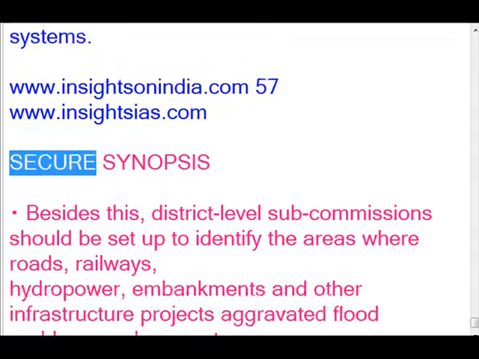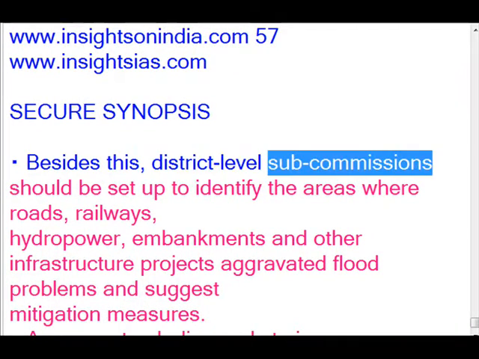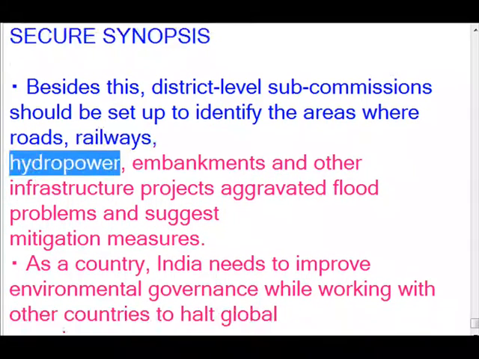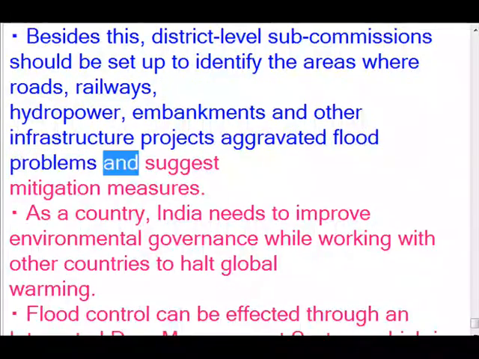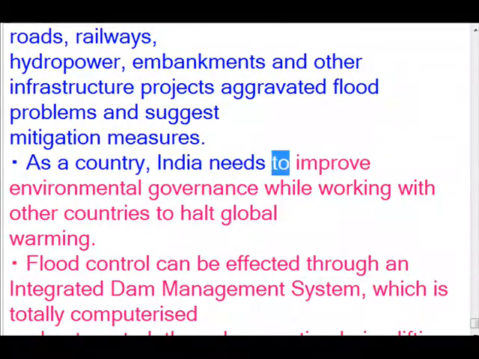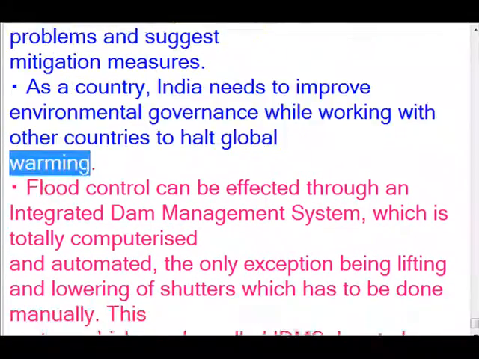Besides this, district-level subcommissions should be set up to identify the areas where roads, railways, hydropower, embankments and other infrastructure projects aggravated flood problems and suggest mitigation measures. As a country, India needs to improve environmental governance while working with other countries to halt global warming.